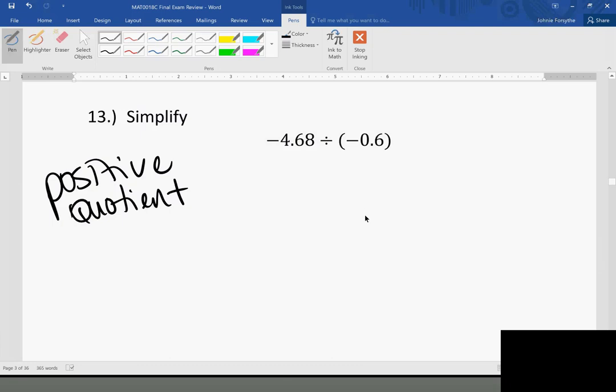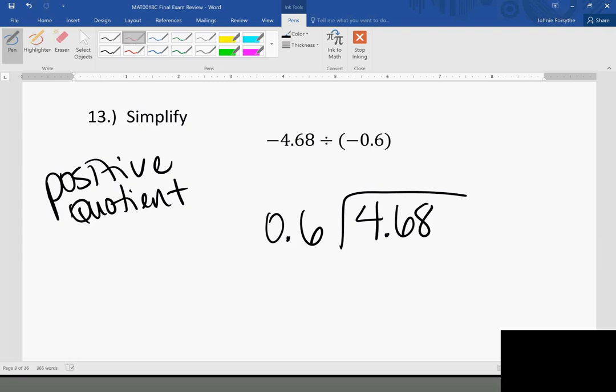4.68, we're going to use long division. That needs to go under the division box, divided by 0.6. Okay, so we need to first move the decimal with the 0.6 one time to make it a whole number. So therefore we need to move it one time here. So the decimal is going to be right there in the quotient.